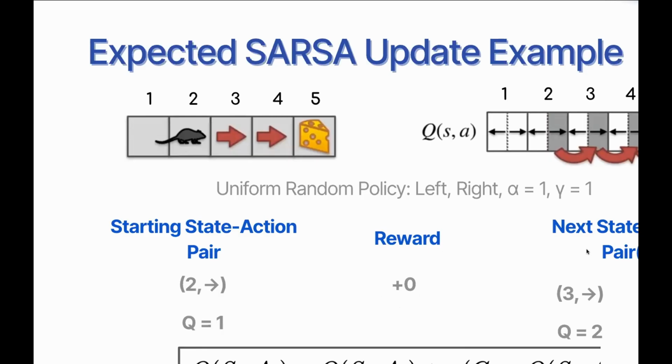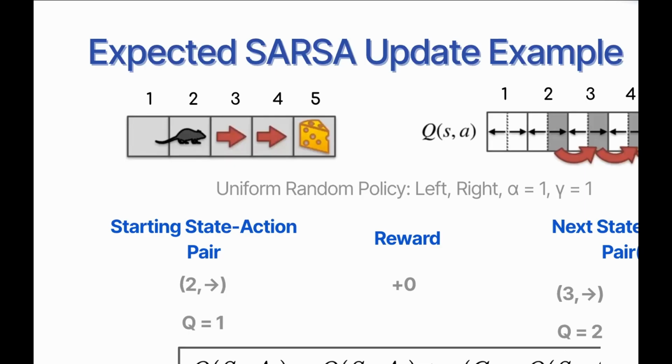Let's assume you get a reward of 0. You know that the state-action pairs at the next state are (3, right) and (3, left), corresponding to Q values of 2 and 1. Let's assume these are the estimates. Recall for SARSA, we only cared about (3, right) because that's what we sampled from the policy. But here we care about all the possible actions.